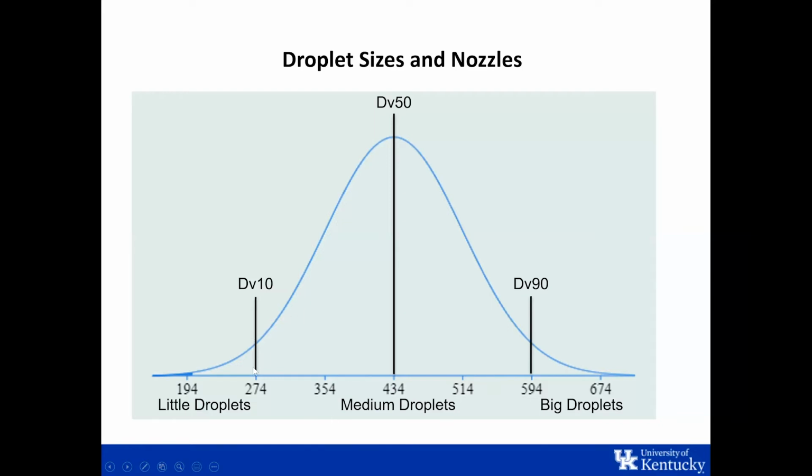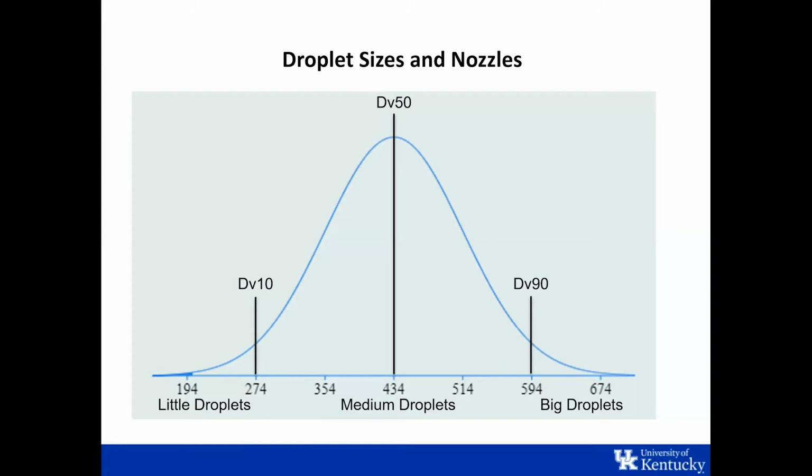The DV10 can also help you understand how many driftable fines you might have, because it's typically going to be on the lower end or the left side of that bell curve. So I just really wanted to point this out, that when you think about your droplet category, you're really sliding the bell curve up and down, and that's what you're doing with it.